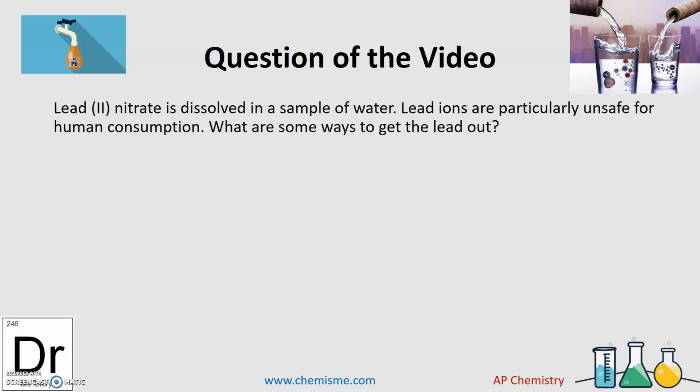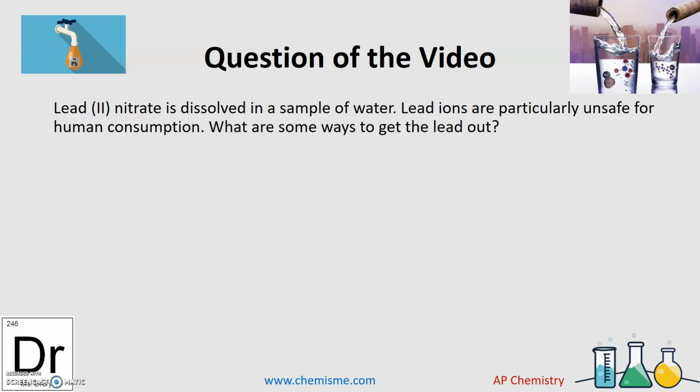Back to the question of the video, lead 2 nitrate is dissolved in a sample of water. The lead ions are particularly unsafe, so how do we get them out? Would filtration just work? If you filter it, anything that's homogeneous or you can't see its particles, the filter can't see it either. So the filter is not going to help you get out those soluble things, right?